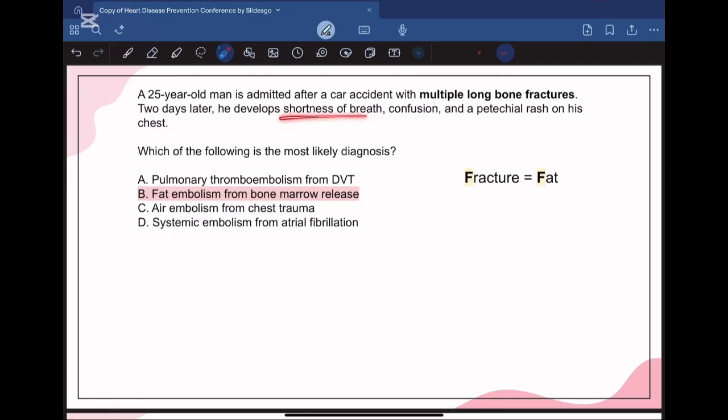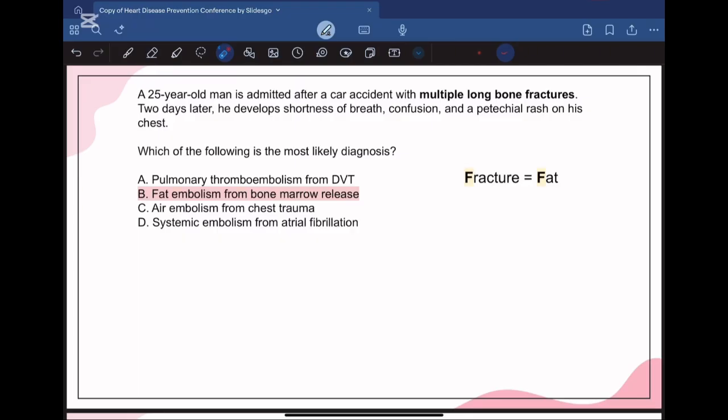Here we can see that the embolism site determines the symptoms. For example, in the lungs, he has shortness of breath, pulmonary dysfunction; in the brain, he has confusion. Okay, so we know from the scenario that I always link fracture, multiple long bone fractures with an F, equals fat embolism. Okay, so you don't get confused.